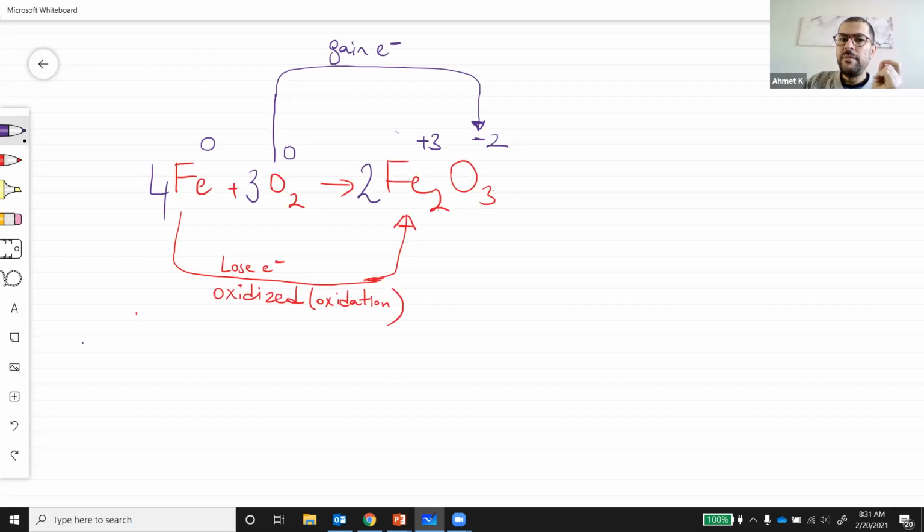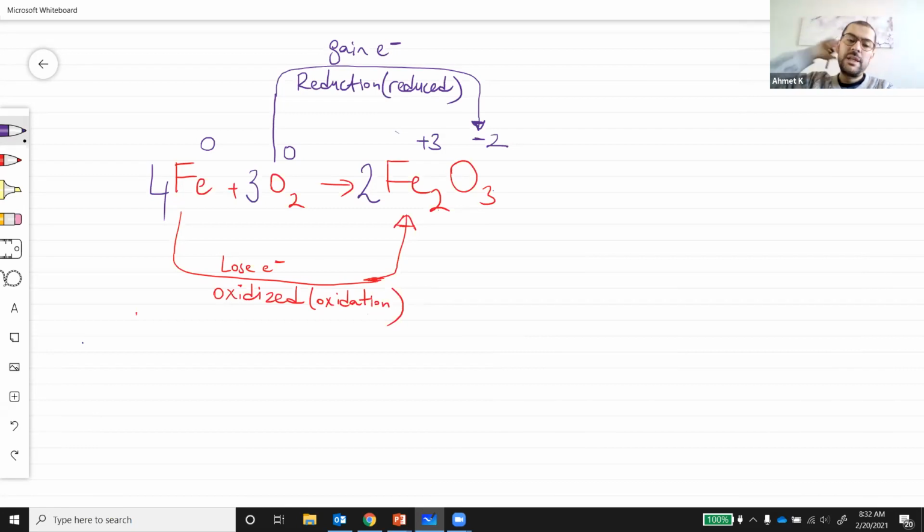Whenever you gain electrons, in chemistry we call this a reduction, and we say oxygen is reduced. In this reaction, iron is oxidized and oxygen is reduced. Therefore, we call this reaction an oxidation and reduction reaction.